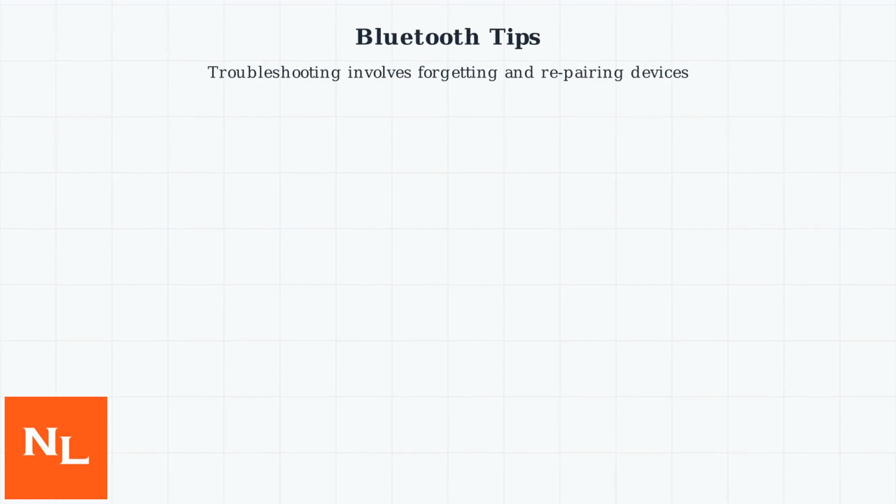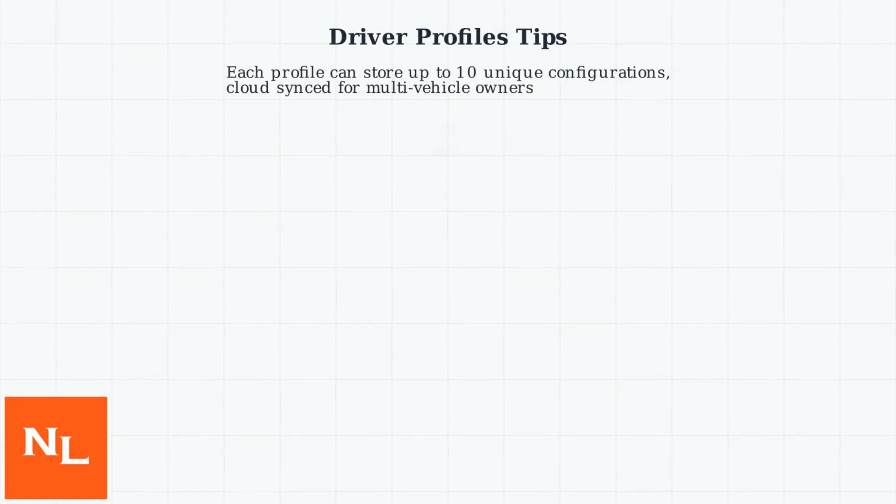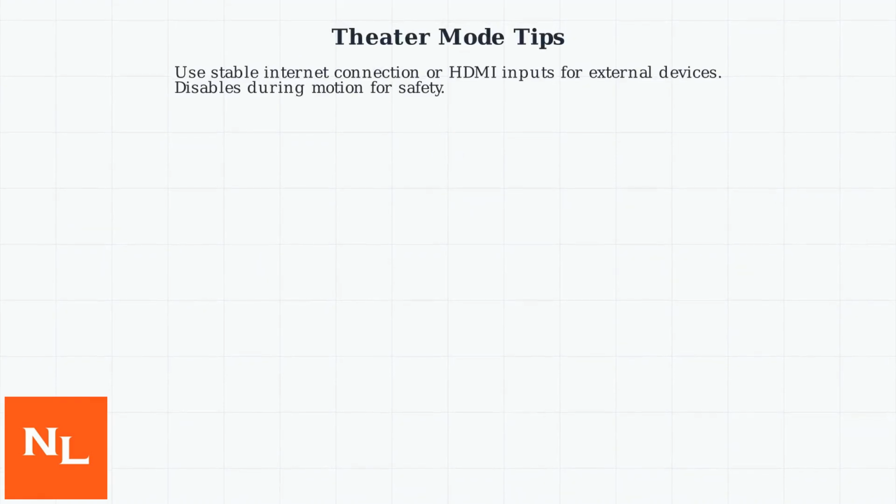For Bluetooth troubleshooting, forget and repair devices if you experience connection issues. Each driver profile can store up to 10 unique configurations, which are cloud synced for multi-vehicle owners. For theater mode, use a stable internet connection or HDMI inputs for external devices. Be aware that it disables during motion for safety.